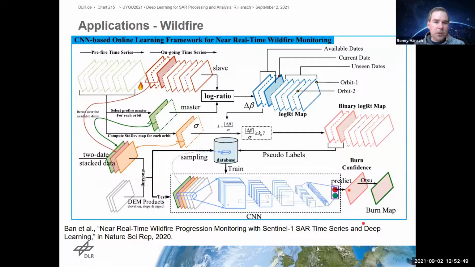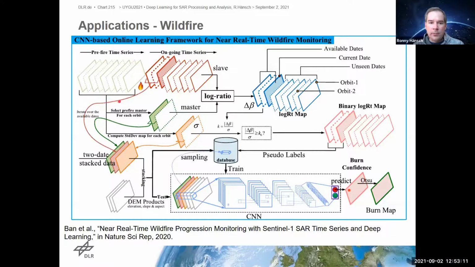One task that is a little bit connected to that is wildfire estimation. Right now, a very timely topic, a very important topic. Of course, also here, this is quite an elaborate method. I don't have the time to go through all the details, but the gist of it is you have a time series of SAR images.